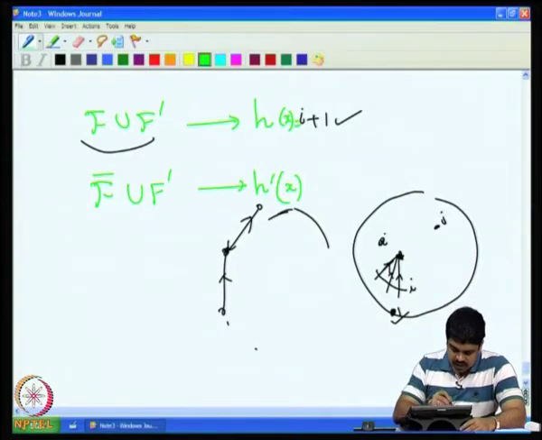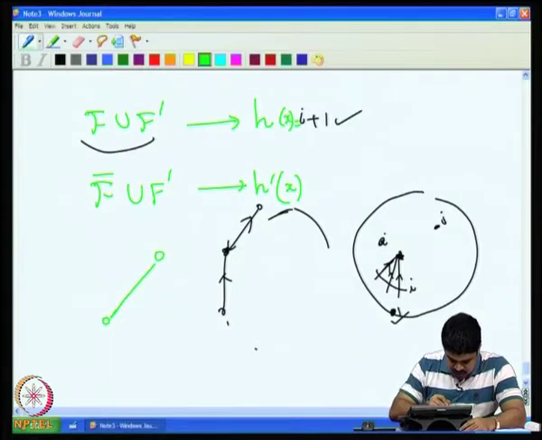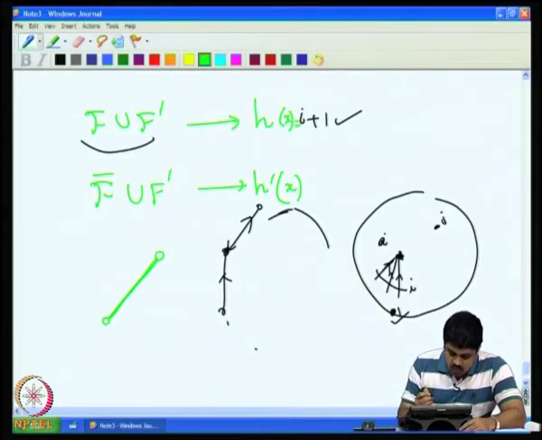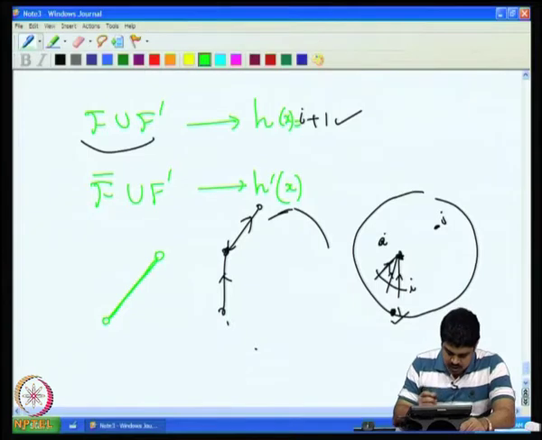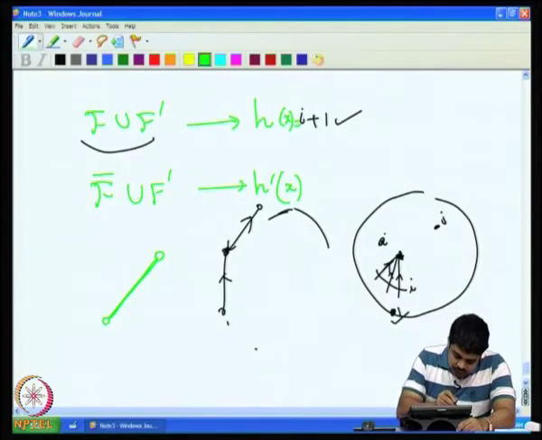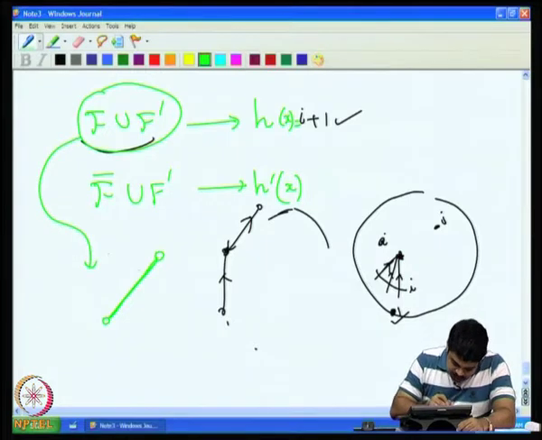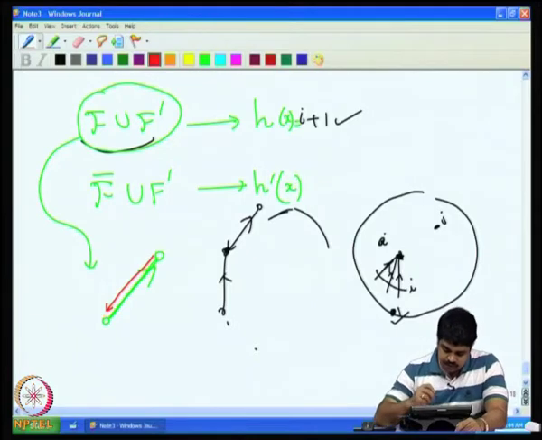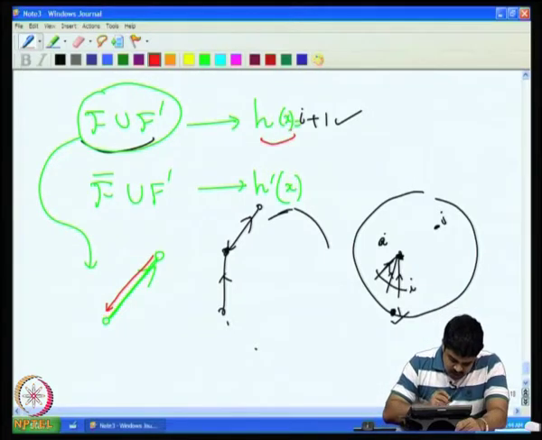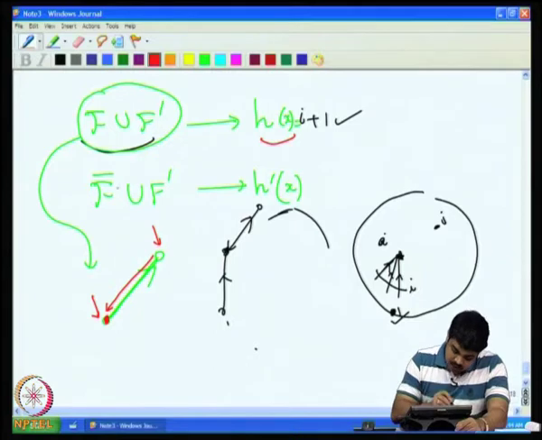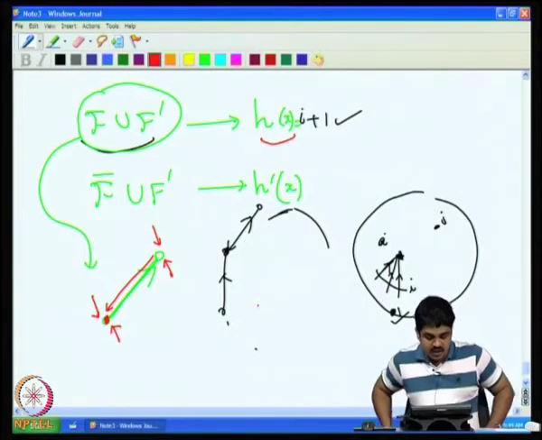Now the interesting thing about this h of x and h dash of x is that if you consider any edge of the original graph G, in the first one the direction is like this, and in the second one the direction will be reversed. So if with respect to h this got a lower number and this got a higher number, with respect to h dash this will get a lower number and this will get a higher number. So essentially they will reverse their roles.